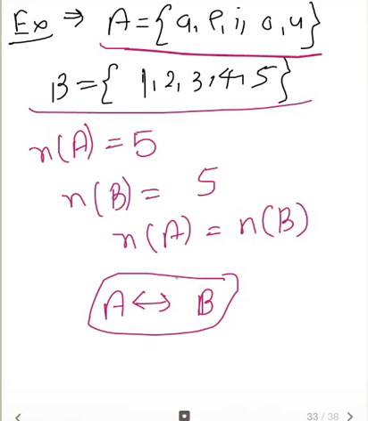So you should be clear about equivalent sets and equal sets. Equal sets are those sets where the number of elements as well as all the elements are the same in both sets, correct? But in equivalent sets, we are not looking into the elements, we are just comparing the total number of elements.